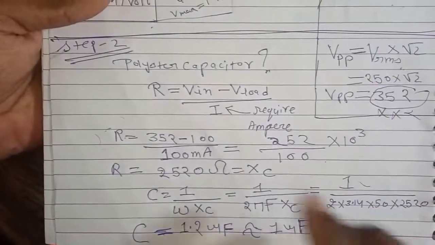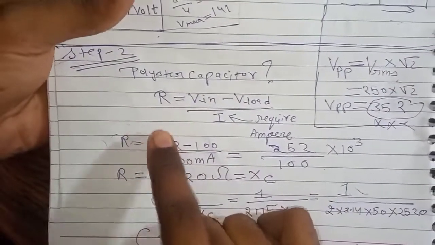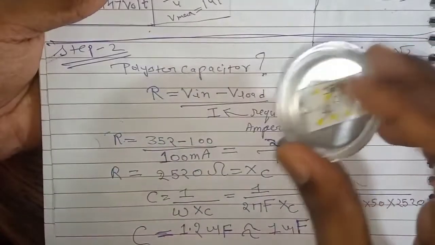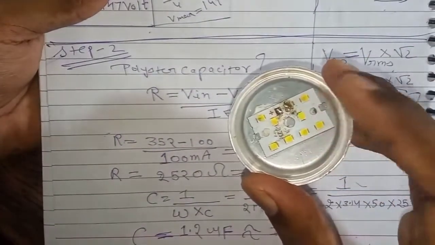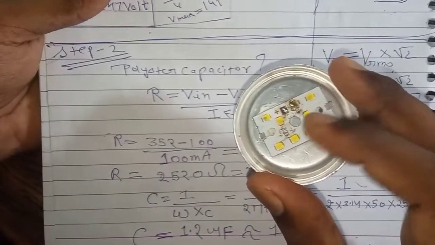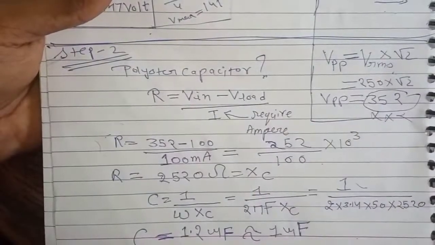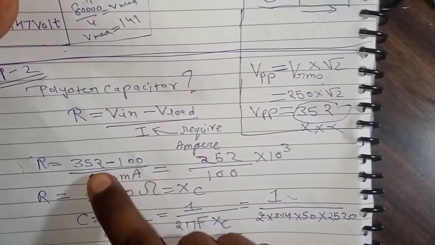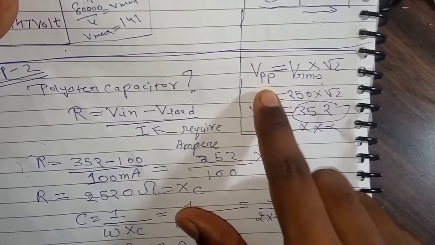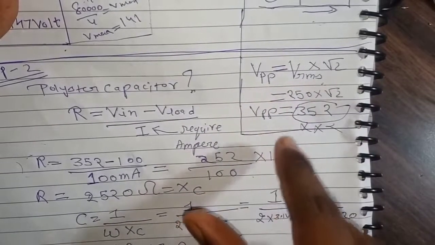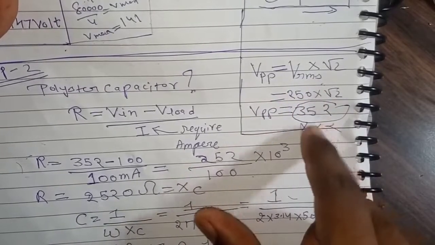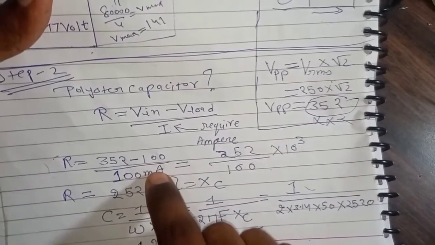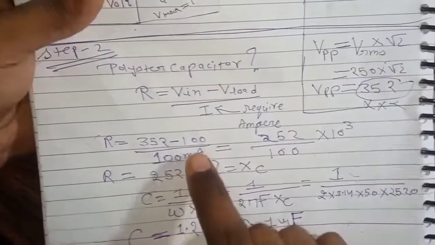For this polyester capacitor, you have to use the formula R equals Vin minus V load upon I, where I is the required ampere. Suppose this is a 10 watt MCPC LED; to glow this MCPC LED properly, we need 100 milliamperes. So we are taking 100 milliamperes, and Vin is 352. What is 352? Actually this is the peak voltage, because the formula is Vp equals VRMS into root 2. VRMS is the 250 volt AC supply, and multiplying by root 2 gives 352. And 100 is our required voltage, at which our MCPC LED will glow.